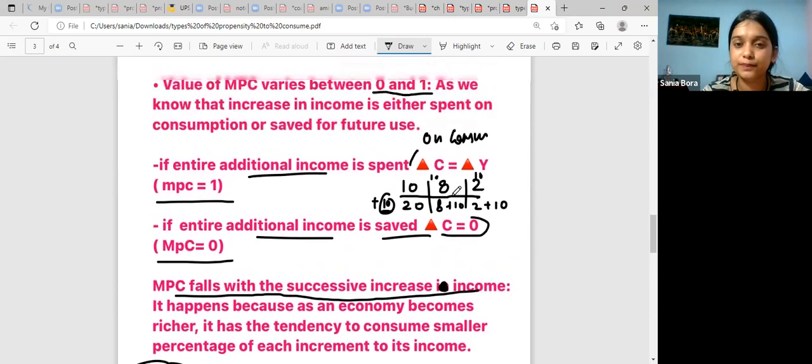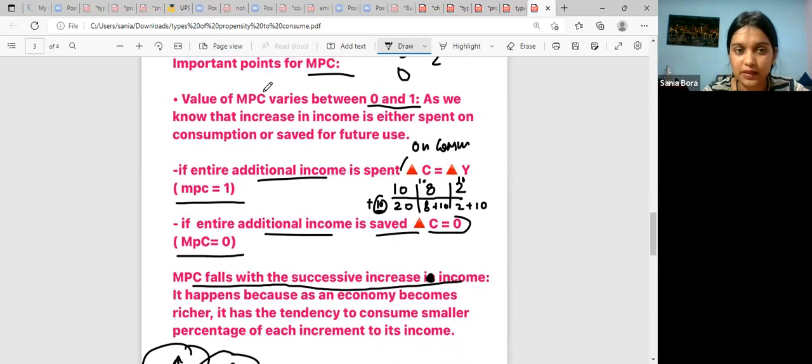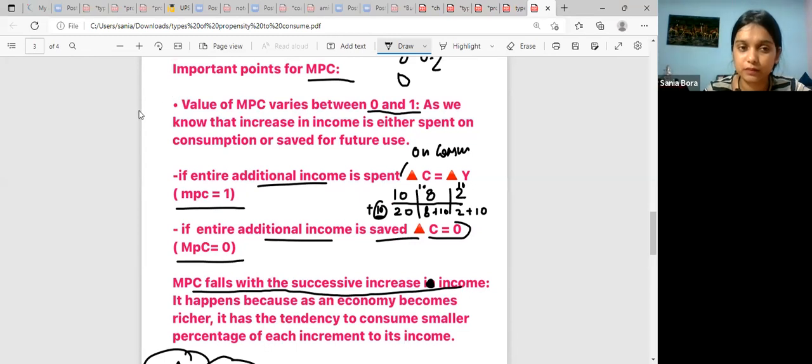Okay. Clear? Yes. Okay. So you will write these important points for MPC: first point first, and then these two points come under that, and then second.